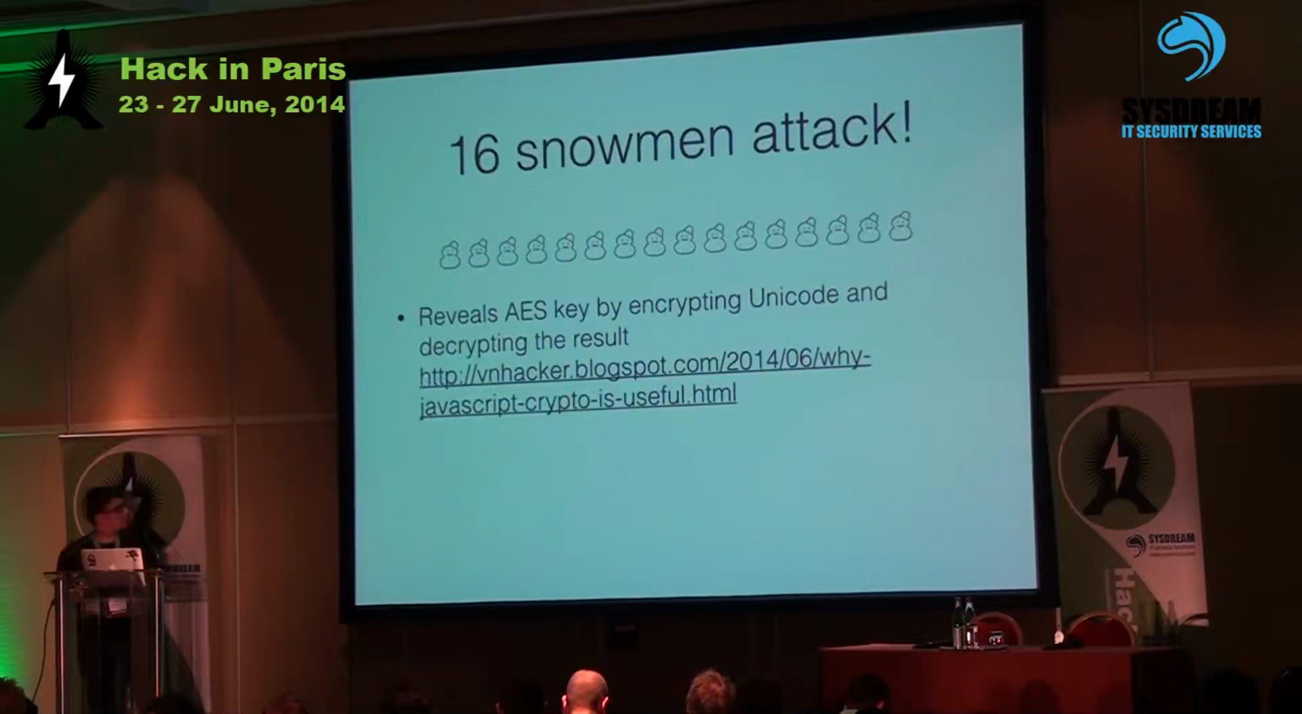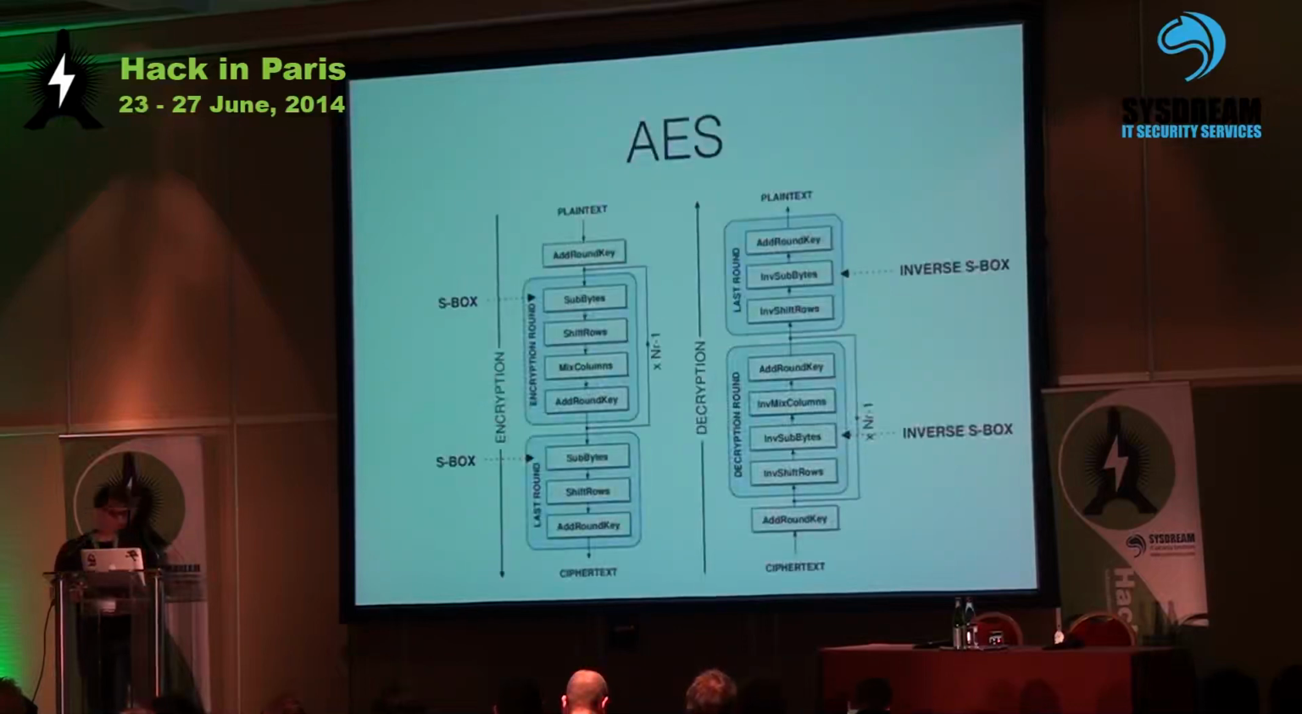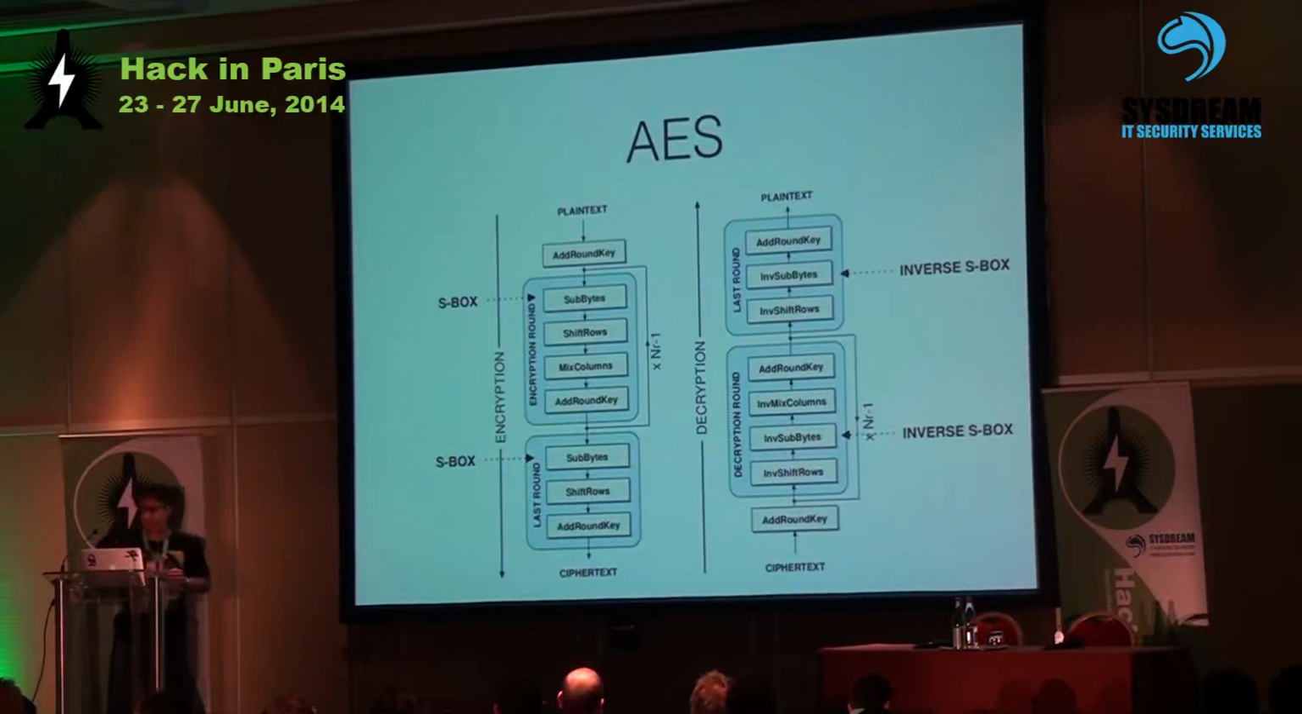Let's look at why that is happening. But first we need to learn a little bit about AES. So AES, in this case it's AES-128. It's a block cipher, and it's a block cipher constructed of multiple rounds. So the encryption looks like that. First you have a plain text. Let's say it's a single block, so it's 16 bytes.